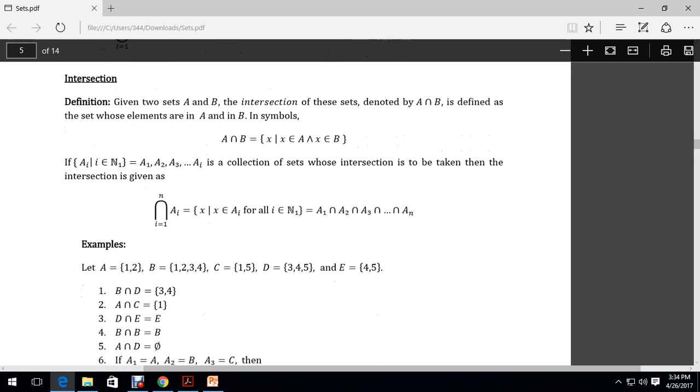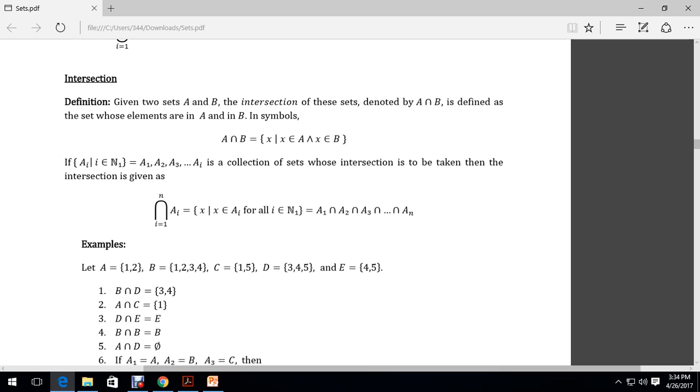Okay, let's proceed with the next set operation, the intersection. Now, the intersection of two sets A and B, which is denoted by this symbol, it is the same symbol as the union, but it is now inverted, is defined as the set whose elements are in A and in B. So if X is an element of the intersection, then X is an element of A and X is an element of B. Doing the same if we have a collection of sets A sub 1 up to A sub I, then a continuous intersection between this collection of sets would be A sub 1 intersection A sub 2 up to A sub n.